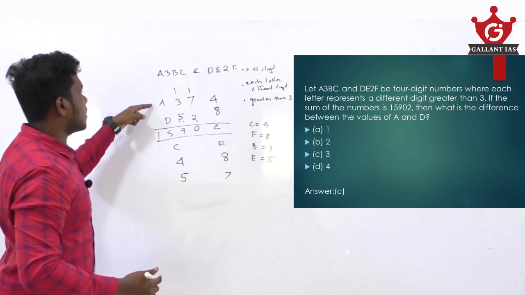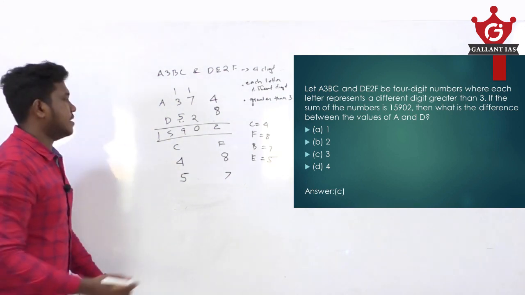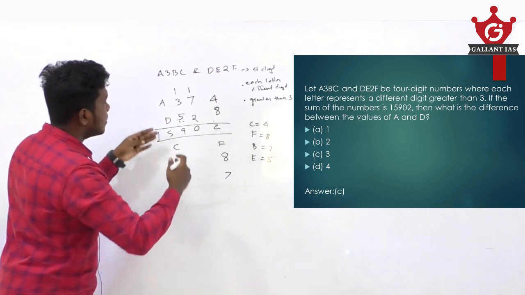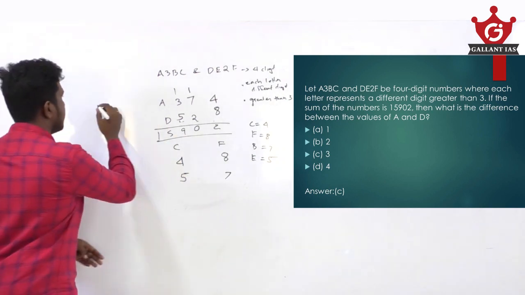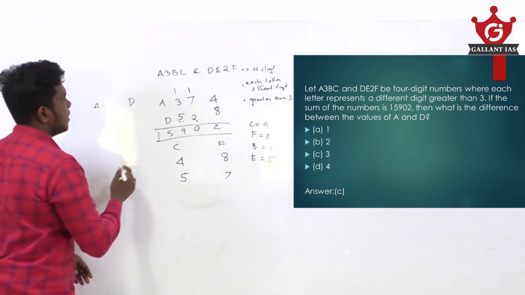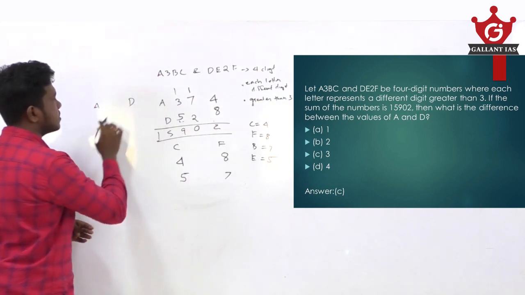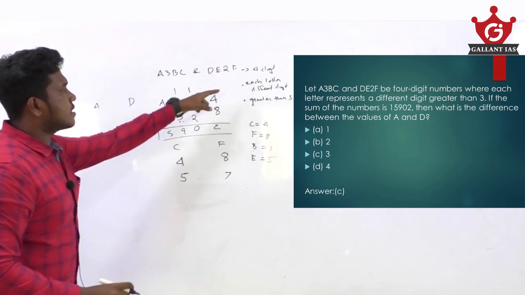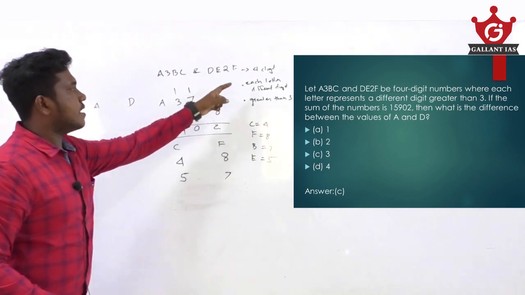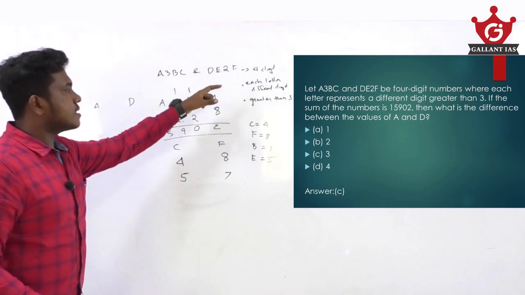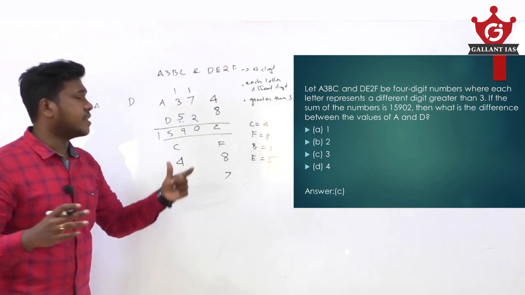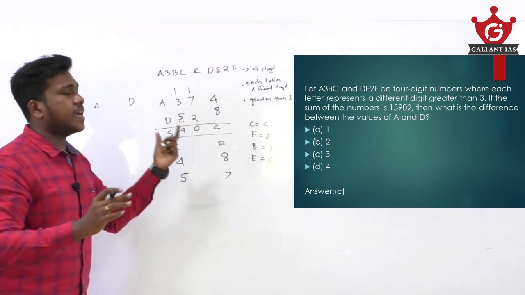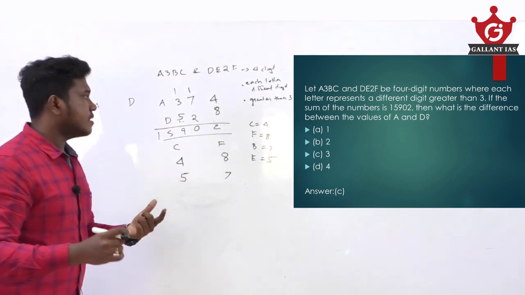Now here we need to assume the value of A and D. We need to assume the value of A and D in such a way that their sum should be 15, right? A and D, and we need to assume the values in such a way that their sum should be 15. And check this criterion also. Each letter should, the numbers should be different. Each integer in this calculation should be entirely different, and that should be greater than 3.